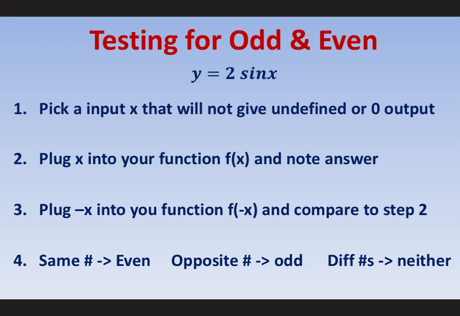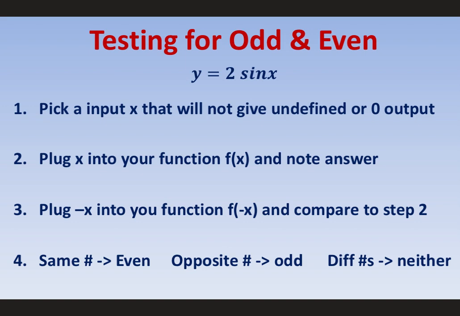I suggest you pick a number and always use the same number. Use 1, use negative 1, use 2, use negative 2. It doesn't matter, whatever you want to use. I usually use 1, I think. That's just the easiest number that comes to mind for me. So plug in 1, and then you'd plug in negative 1. And then you're going to look at what the answers are.